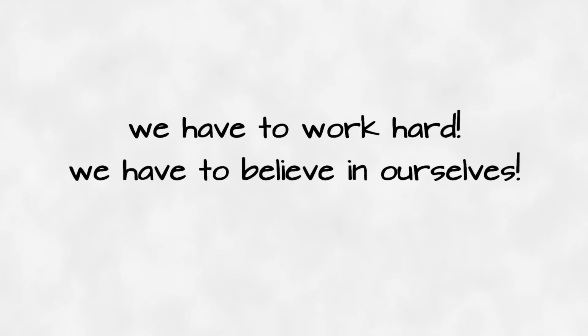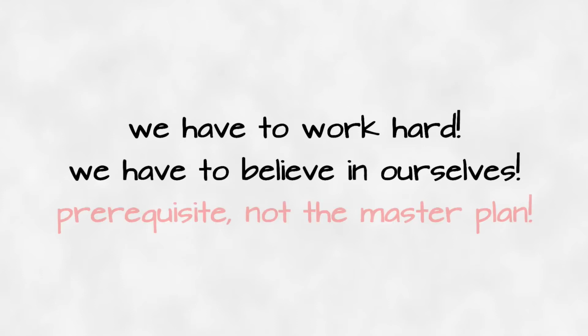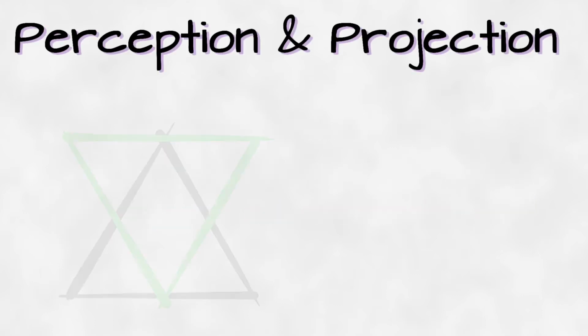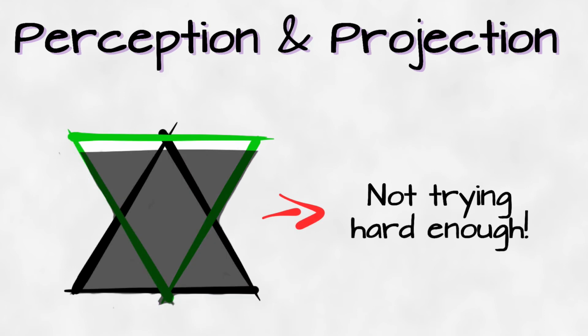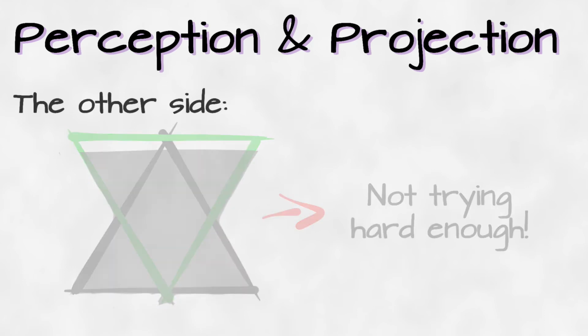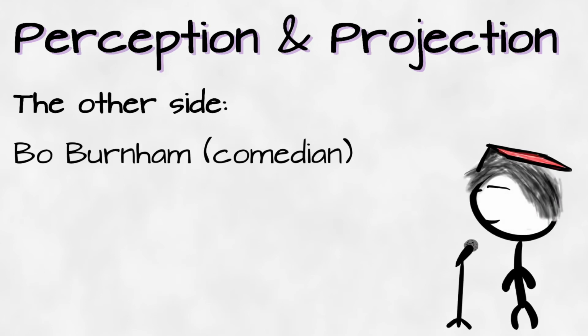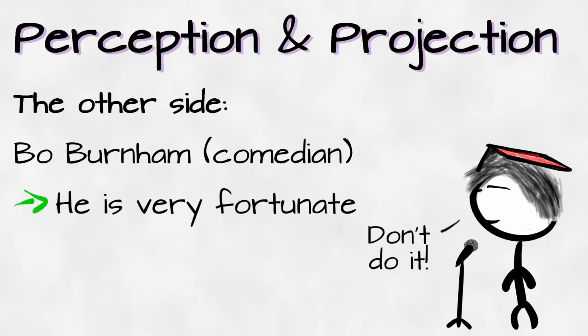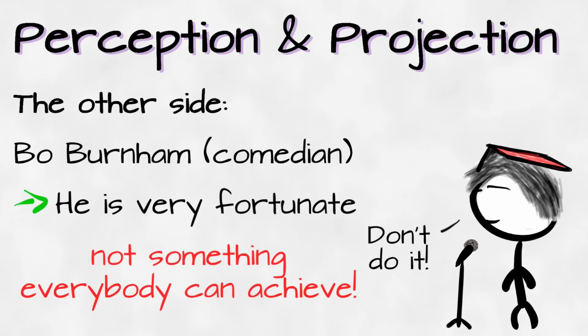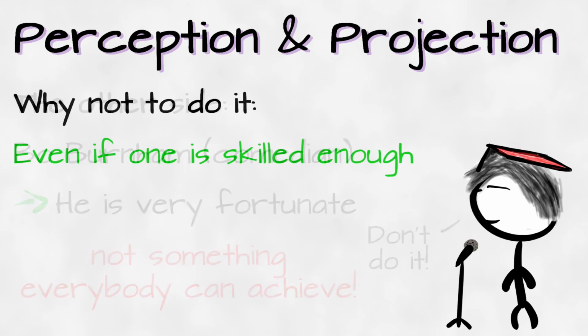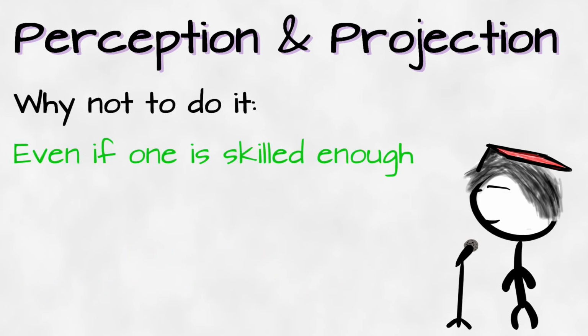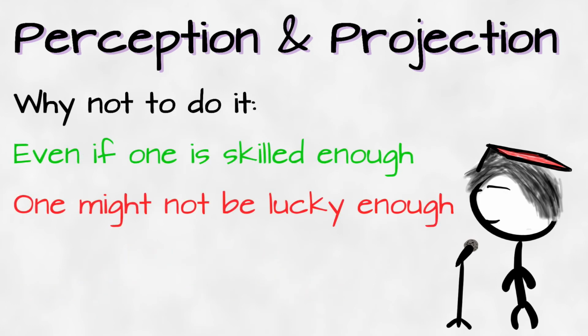Of course we have to work hard, of course we have to believe in ourselves, but that is a prerequisite, not the master plan. Why do we have the streaming pyramid? Because the majority isn't trying hard enough? On the other side, there are people like the comedian Bo Burnham. He says, don't do it. He is very fortunate that it worked out for him, but it's not something that everybody can achieve. Not because one is not skilled enough, but because one might not be lucky enough.